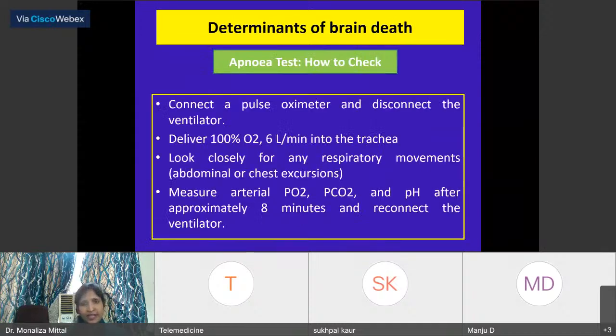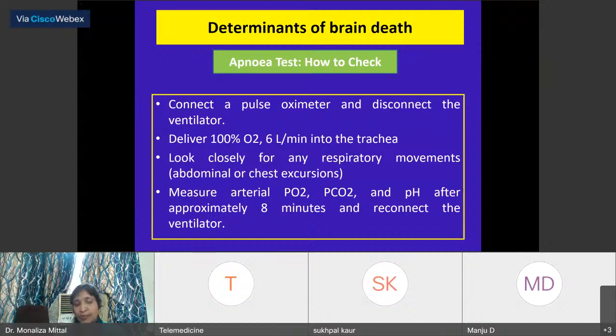Now, how to do the apnea test? We need to connect a pulse oximeter and disconnect the ventilator. Deliver 100% oxygen at the rate of 6 liters per minute into the trachea. Look closely for any respiratory movements, that is, any abdominal or chest excursions.